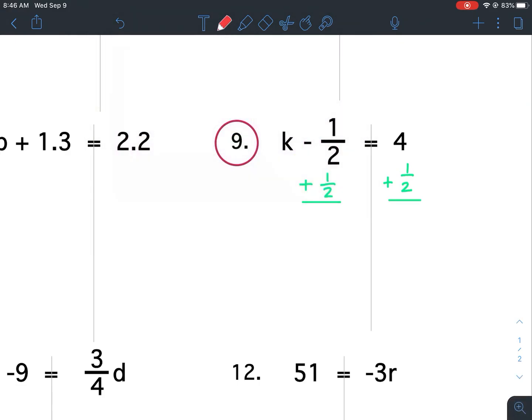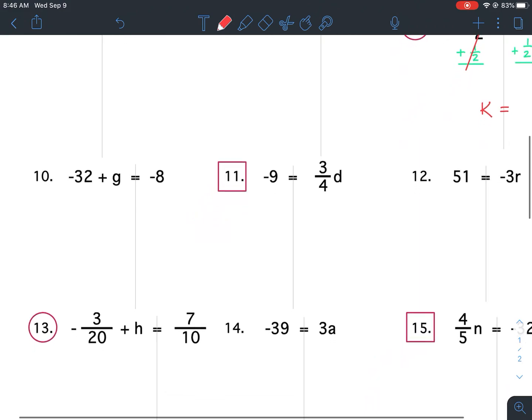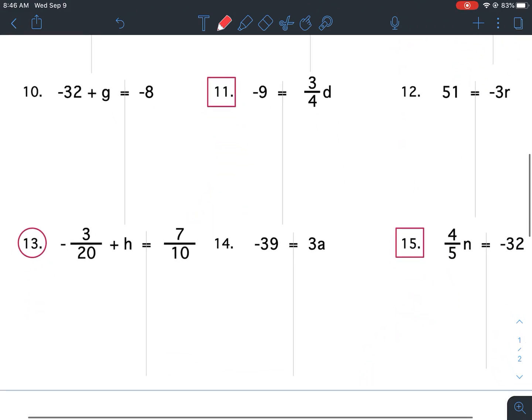That would allow you to cancel this, bring down your variable, keep your equal signs lined up, and you can finish that problem on your own. Okay. Go ahead and box number 11, circle 13, and box 15. These are the last 3 problems that contain a fraction. And just like number 9, some of them you might add or subtract, and others you might need to use the reciprocal. You have to see what type of problem it is.